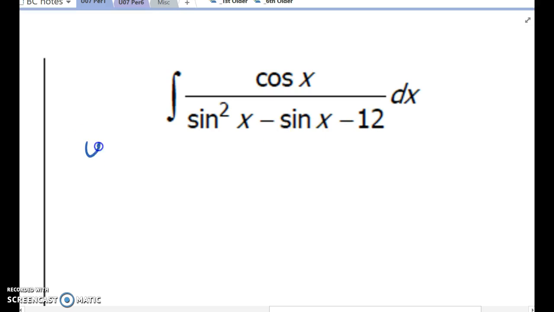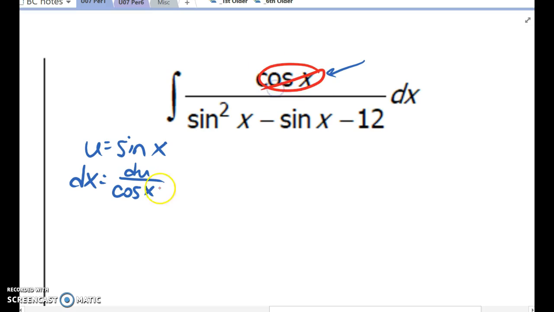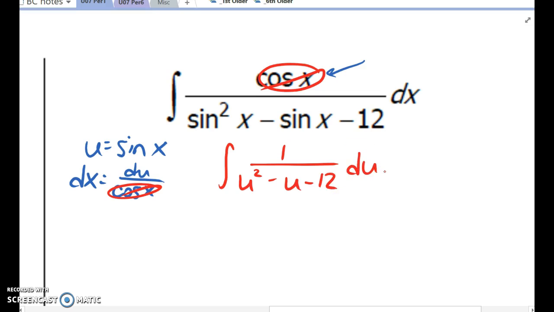It also tells me that u equals sine x is a good idea, because then dx is du over u prime, and that u prime is perfectly going to take care of that numerator. So that numerator cancels with this, and we're actually just integrating 1 over u squared minus u minus 12 du. And then it looks like a polynomial. In fact, now it is a polynomial, and it's a polynomial whose denominator is factorable.